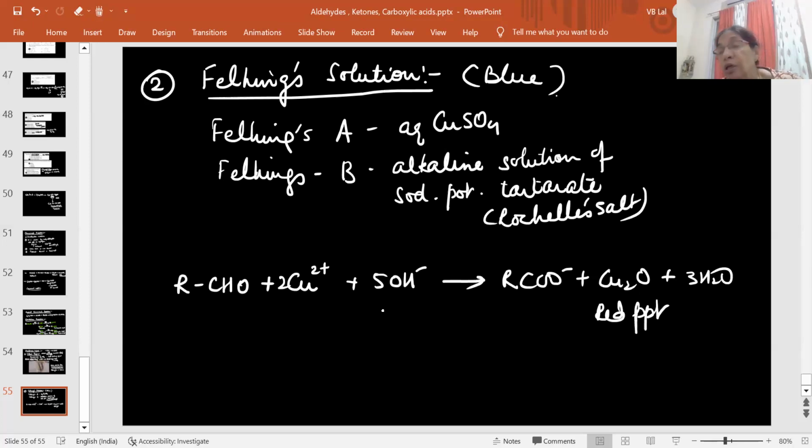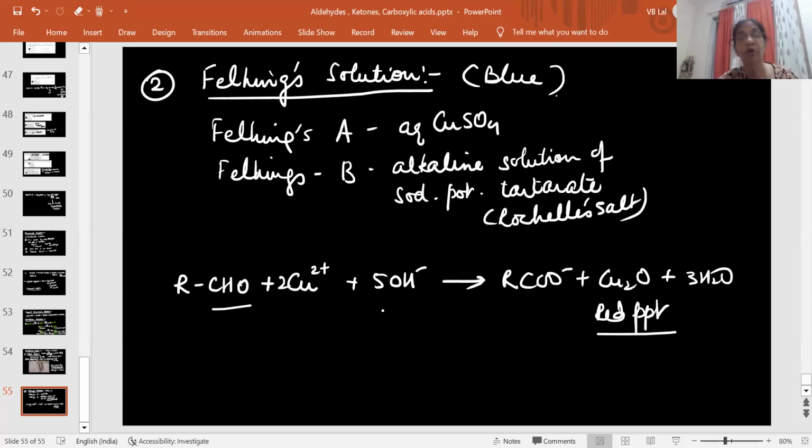So from a blue colored solution, if you get a red precipitate, that means your compound is oxidized. So if a compound contains RCHO, you will get a red precipitate. Why? Because the Fehling's solution acts as an oxidizing agent and RCHO gets oxidized. So Cu2+ changes into Cu+, so it gets reduced and the aldehyde gets oxidized. So that is the reaction with Fehling's solution.